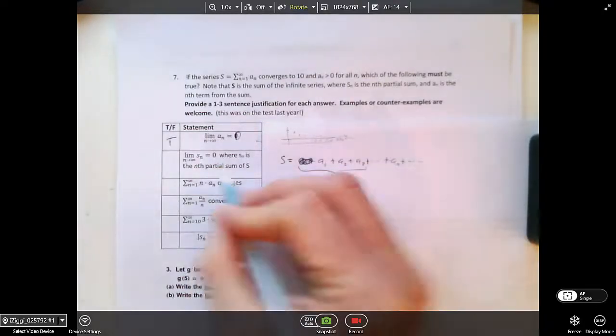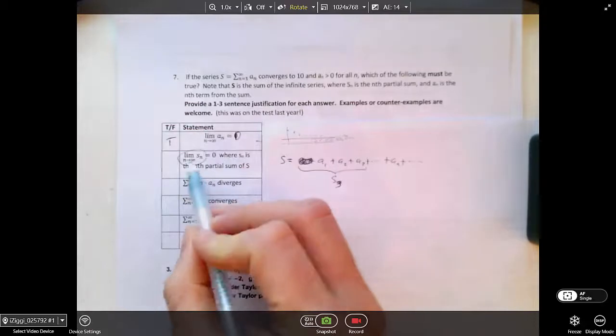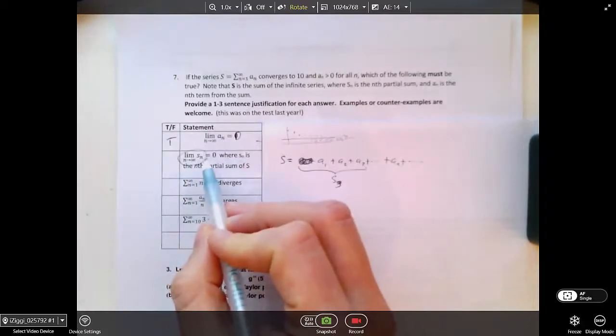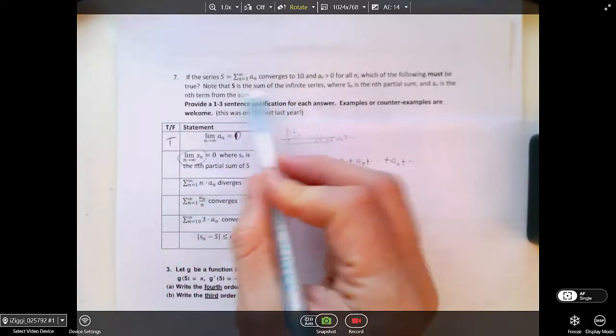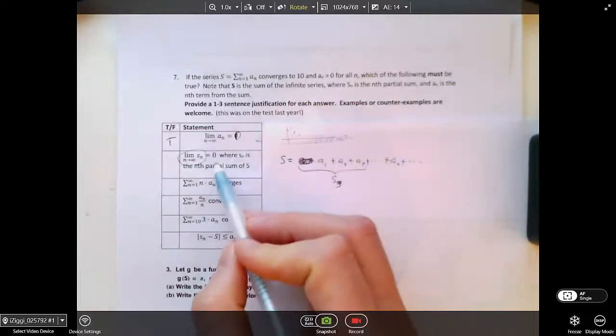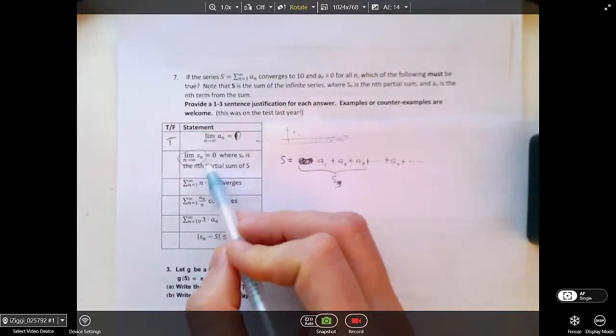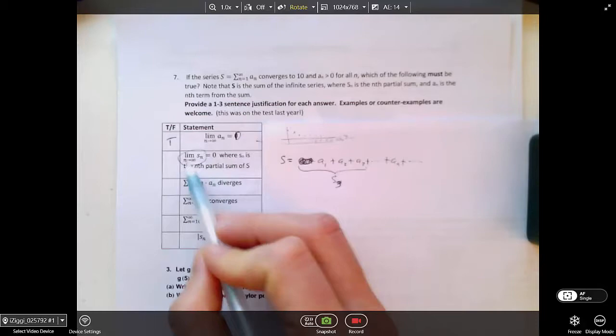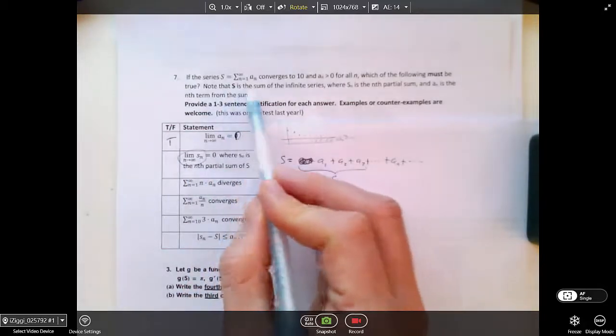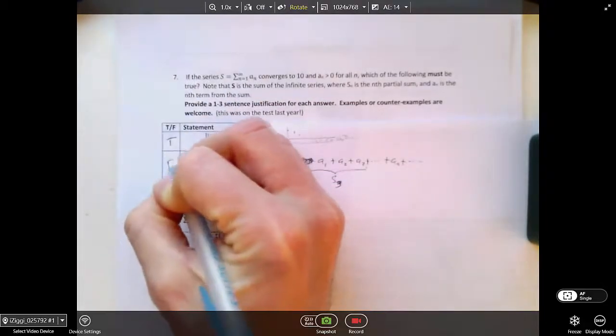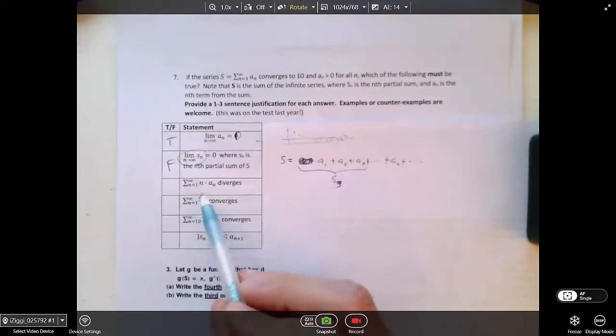So this value right here, the limit of my partial sums, I know is equal to 10 because it said so up here. My series is converging to 10. So it can't equal 0 because this would imply that my whole series up here was converging to 0. So this one's false. All right.